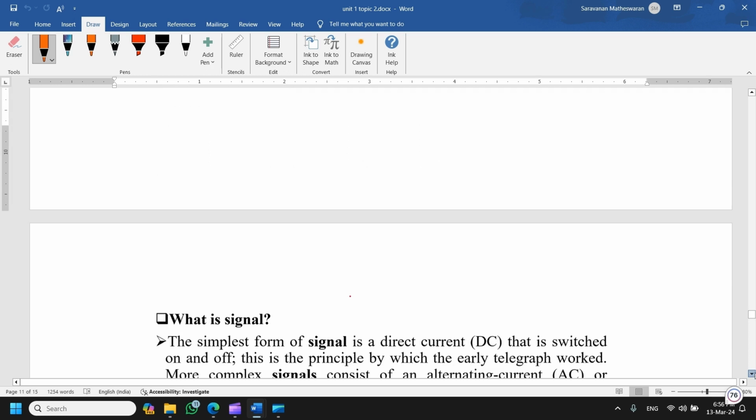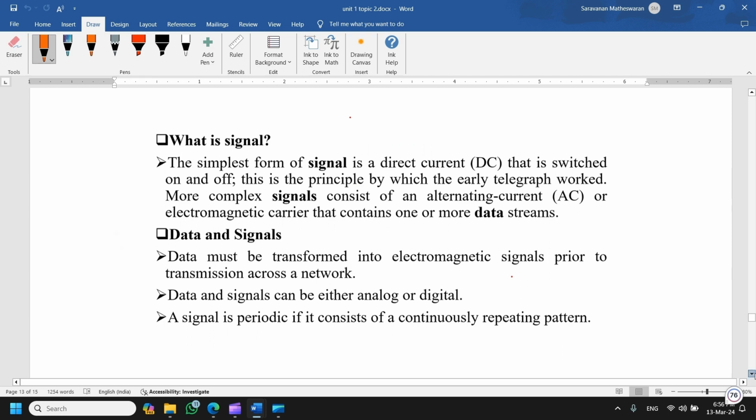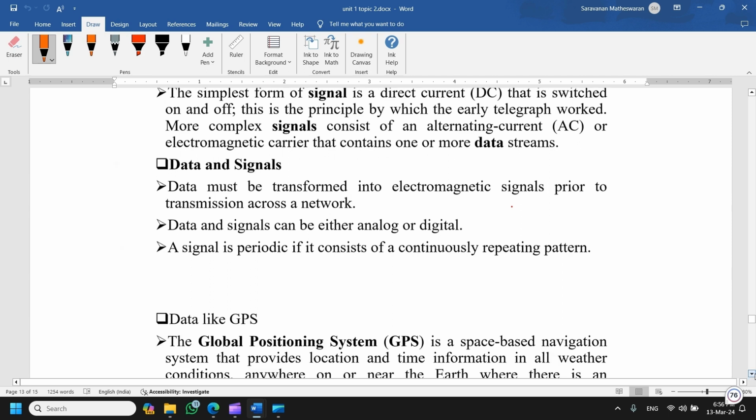Next, the signal. There are two types of signals: the DC signal and the AC signal. DC depends on switching on and off, and telephonic graphs work on the on-off principle, while more complex signals come from alternating current, and electromagnetic carriers carry more streams. Data and signals: data must be transformed into electromagnetic signals and transmitted across the network. Data and signals can be either analog or digital. A periodic signal is one that continuously repeats a pattern.